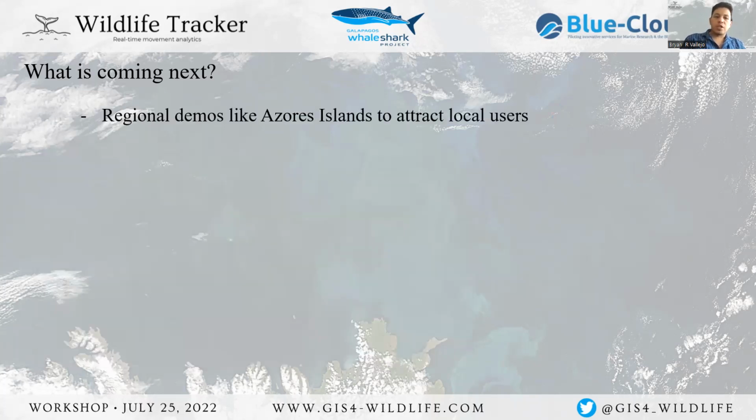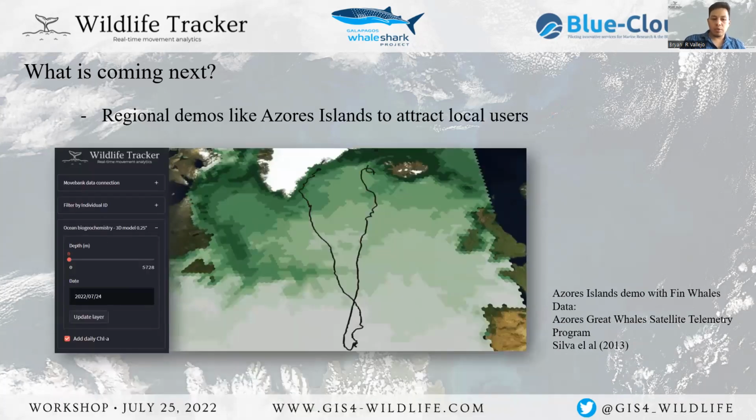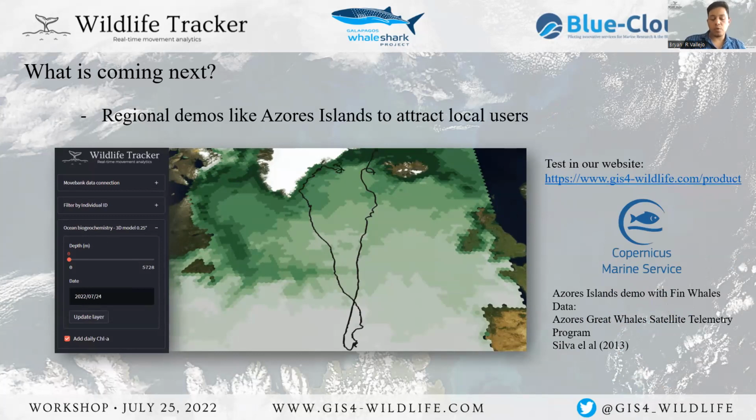Another idea we have for the future is to keep implementing local demos like the one we have here, like Azores Islands. We have already tested this on site in the Galapagos Whale Shark project. I think you will hear more about it in the next presentation. And this demo is something you can test. It is on our website. If you just go to our website, GIS for Wildlife, you will find it in the product section. You just have to start with your Movebank user, and then you can see this. You can test the data with the phytoplankton dataset.